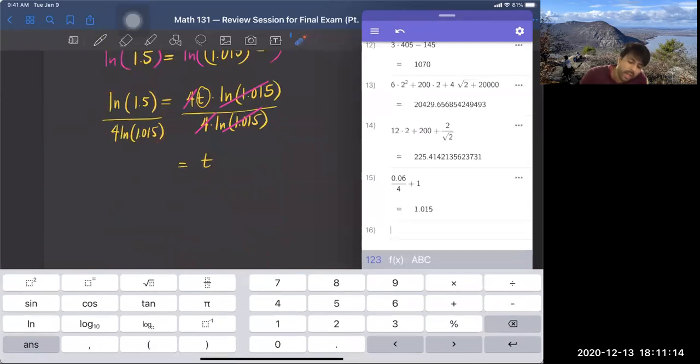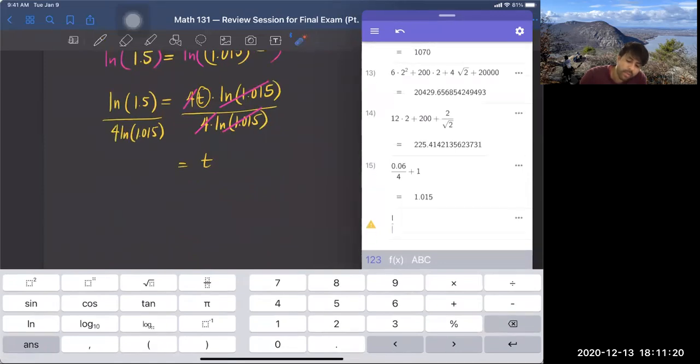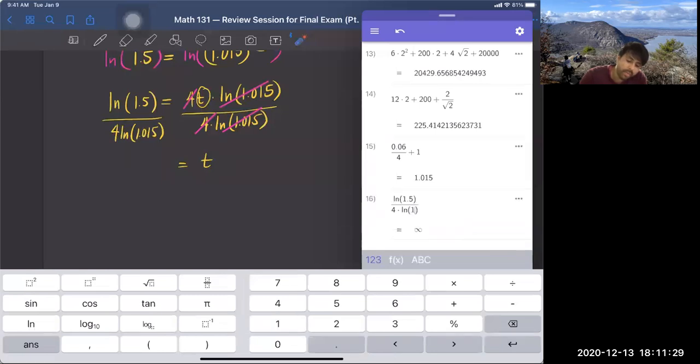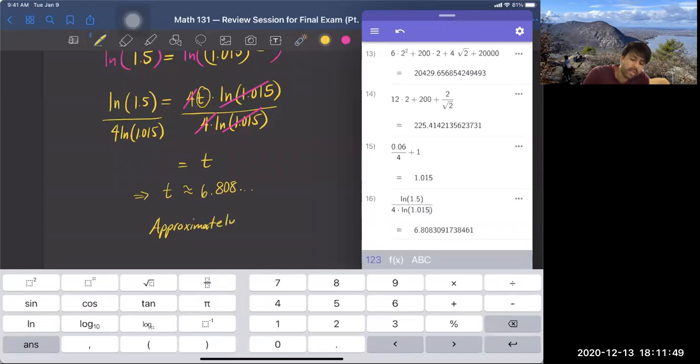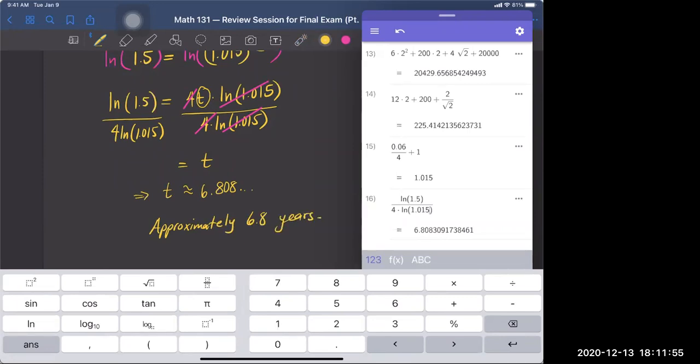And if I want to find what it is, let me just make that into a fraction first. So this would be ln of 1.5 over 4 multiplied by ln of 1.015, and I get approximately, so t is approximately 6.808 dot dot dot. So it would take approximately 6.8 years.